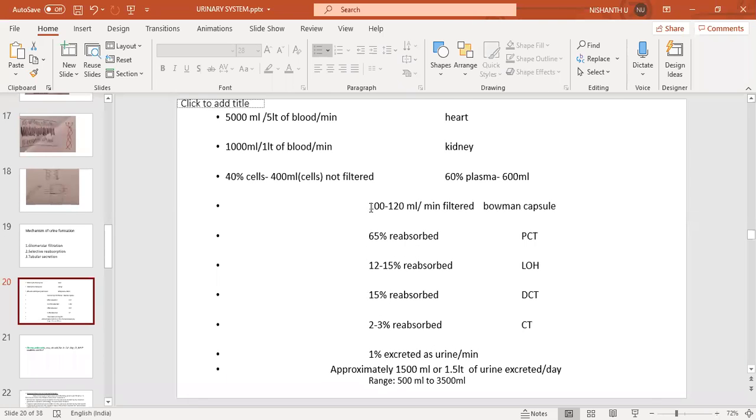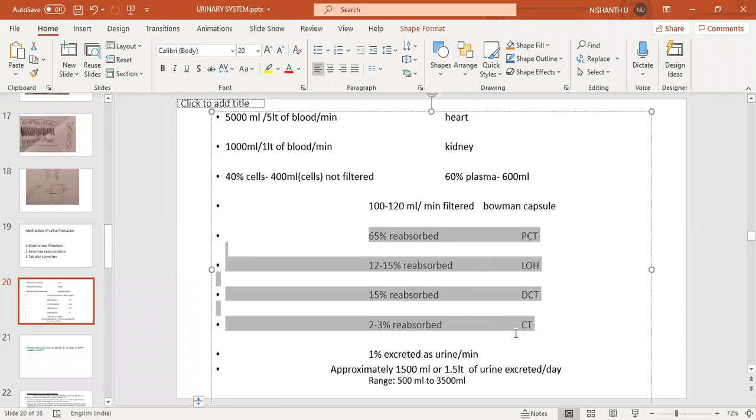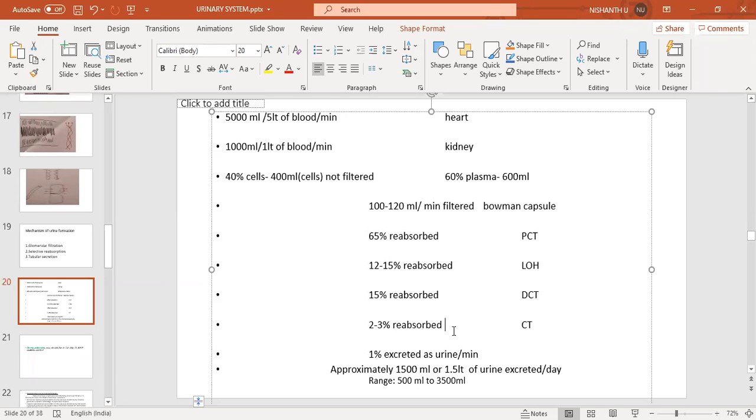That means you can imagine that filtration we are going to discuss first. Then later on, we have to discuss reabsorption, which takes place in the different parts: the proximal convoluted tubule, loop of Henle, distal convoluted tubule, and collecting tubule. And finally, 1% is excreted as urine per minute. Then it is approximately 1500 ml or 1.5 liters of urine excreted per day.